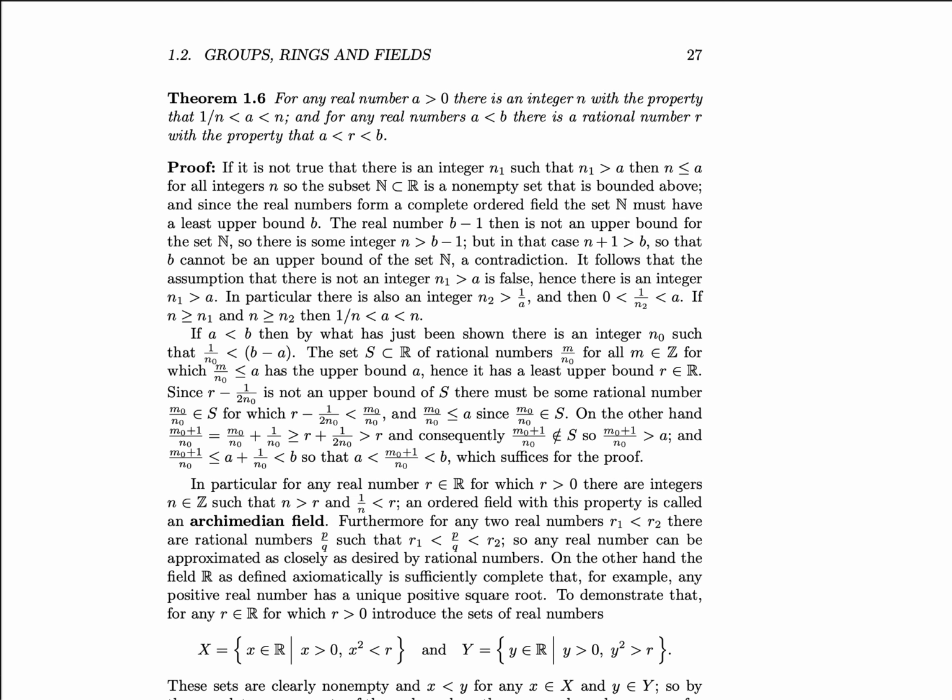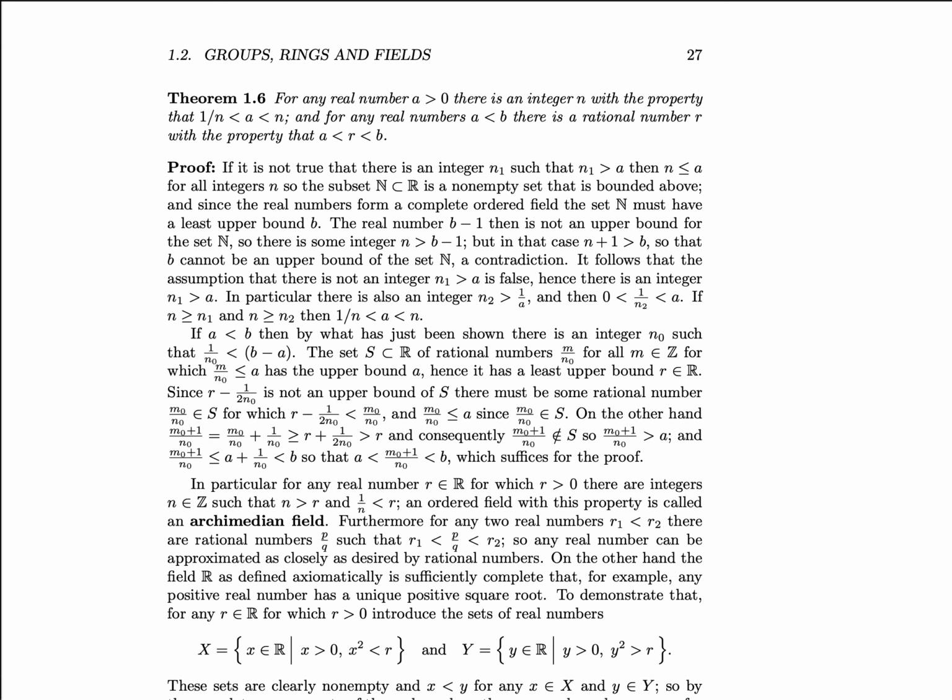So, since r minus 1 over 2 n naught is not an upper bound of S, there must be some rational m naught over n naught within S which is bigger than that number, namely for which r minus 1 over 2 n naught is less than m naught over n naught. And we have that m naught over n naught is less than or equal to a, since m naught over n naught is within S, and a is an upper bound of S. On the other hand, we have that m naught plus 1 over n naught, which is equal to m naught over n naught plus 1 over n naught, must be bigger than r plus 1 over 2 n naught, which is bigger than r, since r is the least upper bound of S. And consequently, m naught plus 1 over n naught is not in S.